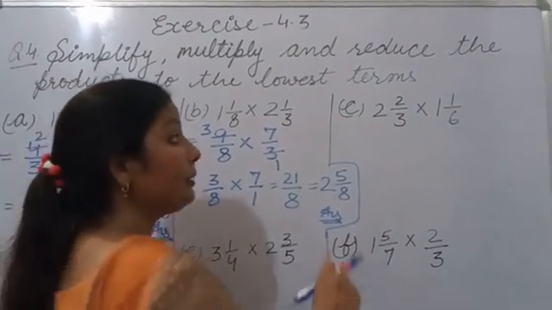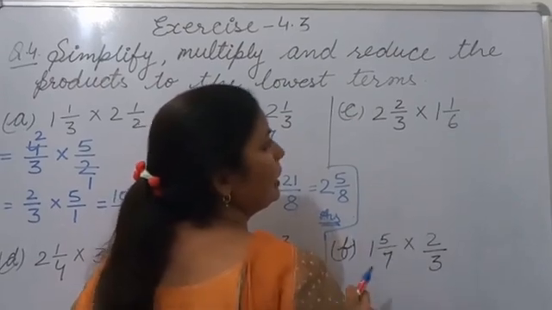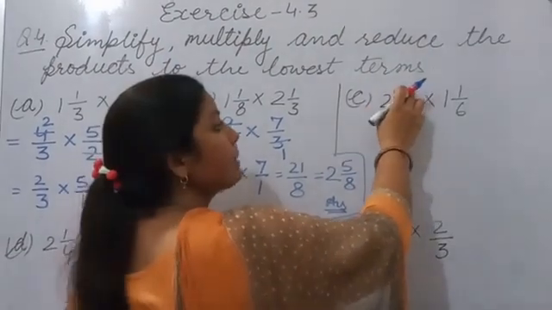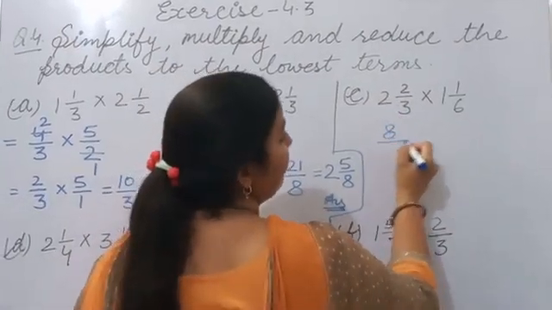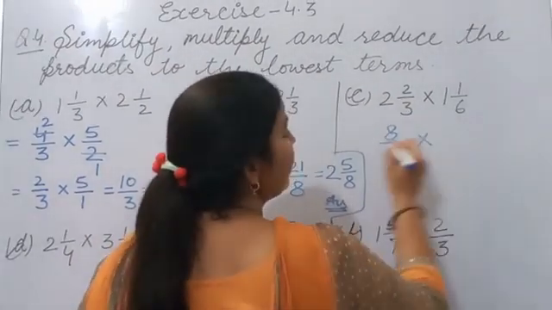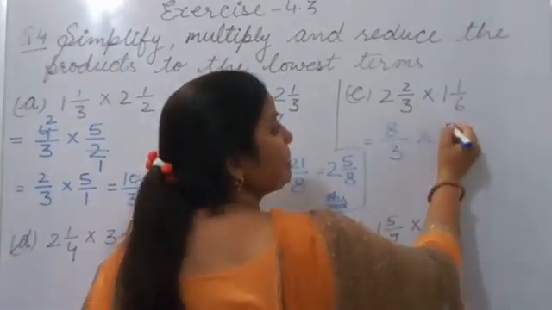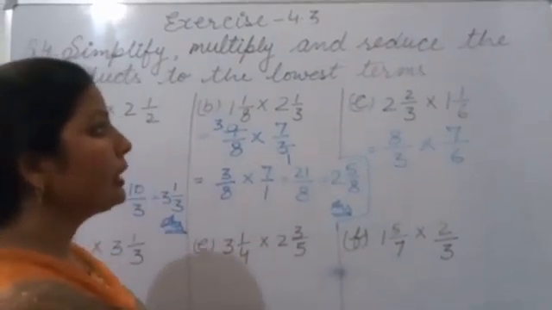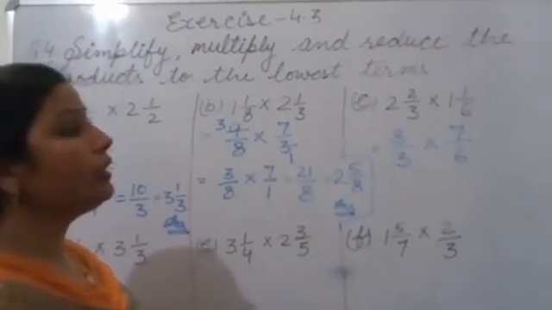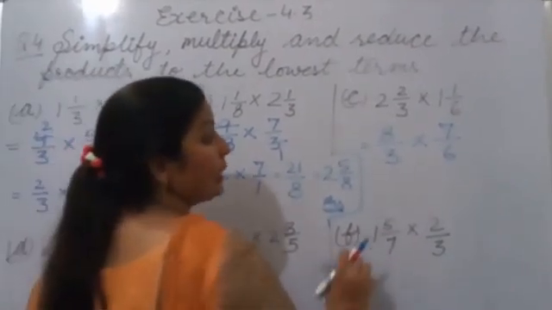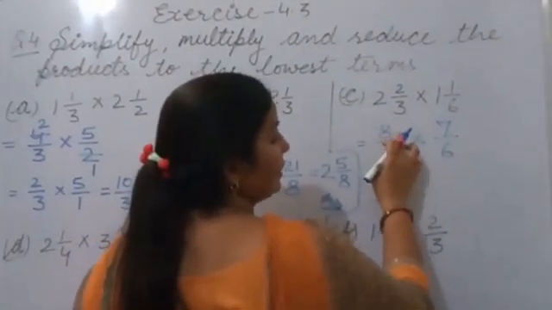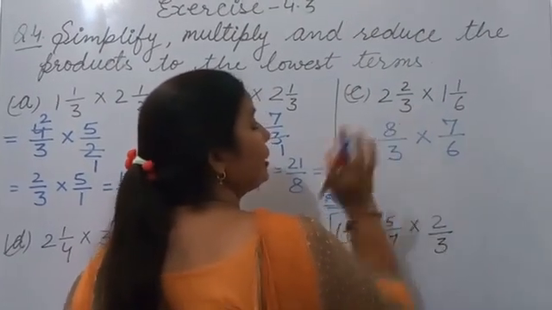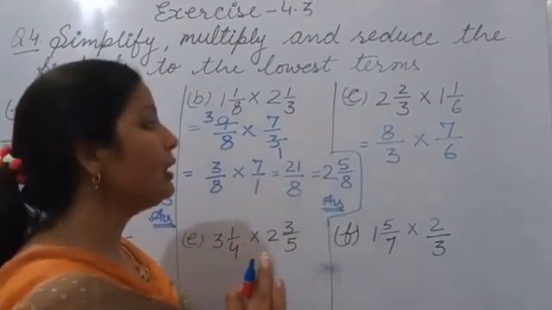Now it's C part: 2 whole 2 upon 3 multiply by 1 whole 1 upon 6. So 3 2s are 6, 6 plus 2, 8 upon 3, multiply by 6 ones are 6, 6 plus 1, 7 upon 6. Now we should check which numerator can cancel with which denominator. We see that there is 8 and there is 3. In the 3 table we have no 7, no 8. That means it is not cancelled by 3.